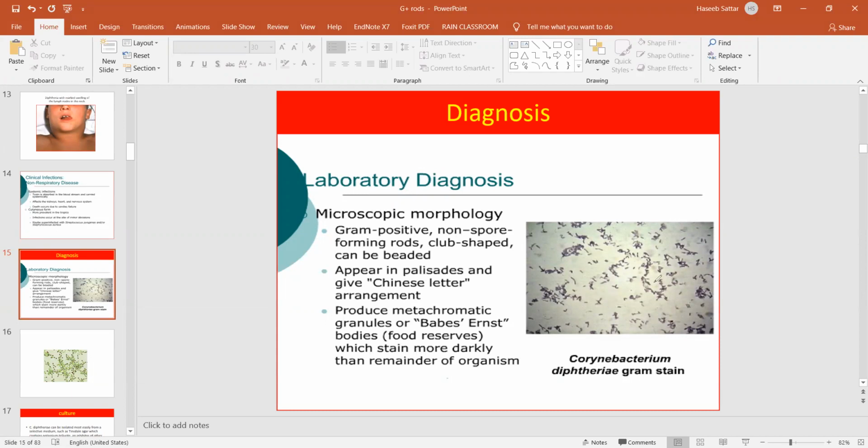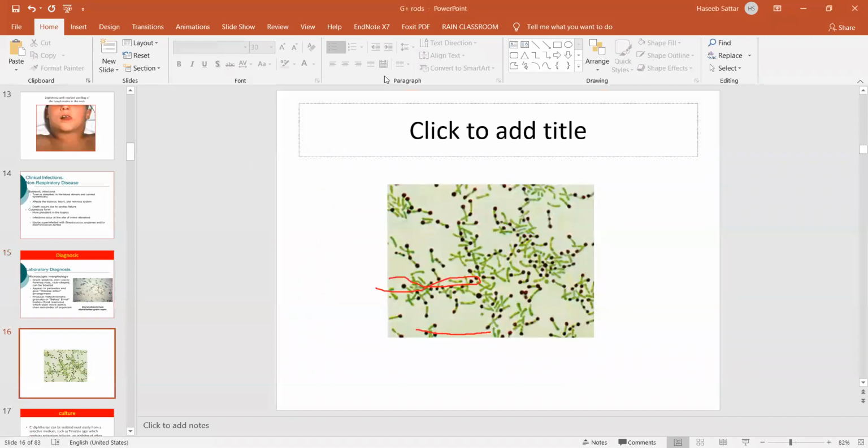When you look at this slide, it is just like someone has written down Chinese characters. So they have a Chinese letter-like arrangement. Along with that, this bacteria also has metachromatic granules, or we can call them Babes-Ernst granules. If you remember, we have already discussed this. These are the metachromatic granules present within this bacteria. After the staining, we can see these metachromatic granules, and this is a diagnostic feature of this bacteria. So we can easily diagnose this bacteria with this feature.